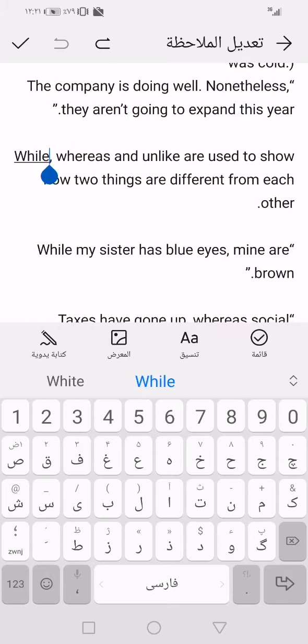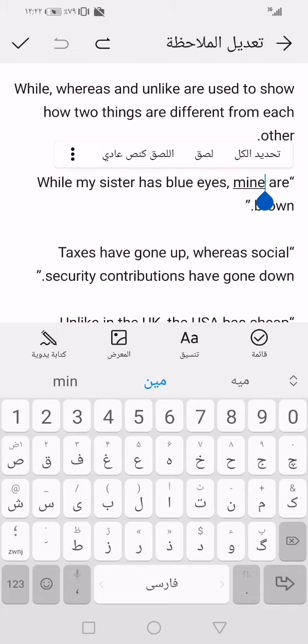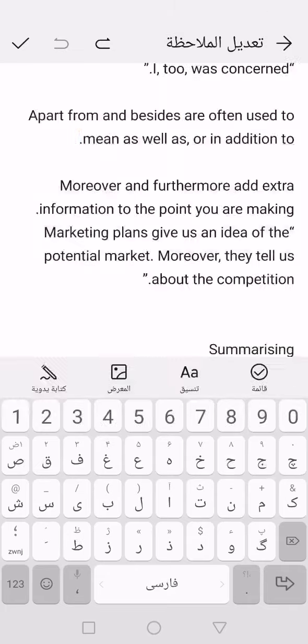While, whereas, and unlike are used to show how two things are different from each other. While my sister has blue eyes, mine are brown. While my sister has blue eyes, I have brown eyes.